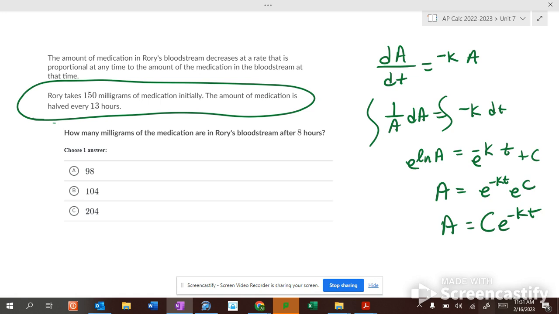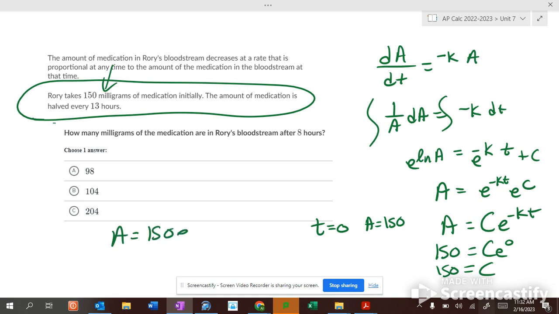All right. So the initial amount. At what time is the initial amount? At time equals what? Time equals 0. The amount is 150. So 150 equals c e to the 0 power. Okay? What's e to the 0? 1. So c equals 150. So if it's anything initial, c is going to be the initial amount. Okay? So the amount equals 150 e to the negative kt.